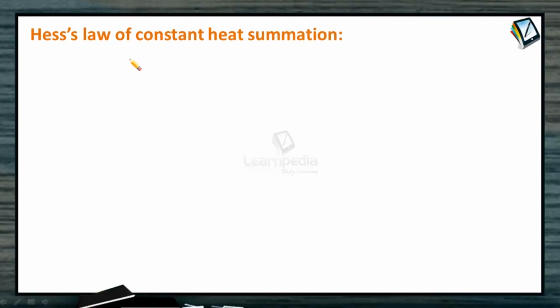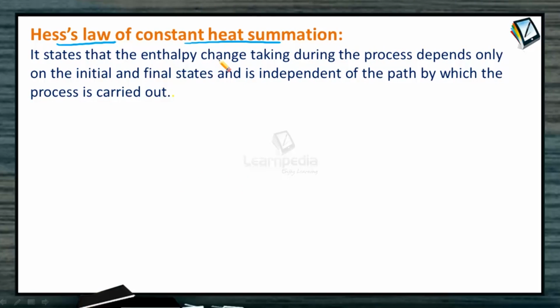Let's understand a very important concept, Hess Law of constant heat summation. You had already learned it in chemical bonding while calculating lattice energy, and let us revise it here again. What is this Hess Law? It states that the enthalpy change during a process depends only on the initial and final states and is independent of the path by which the process is carried out. That means the enthalpy changes are the same whether a chemical reaction takes place in one step or through several steps.